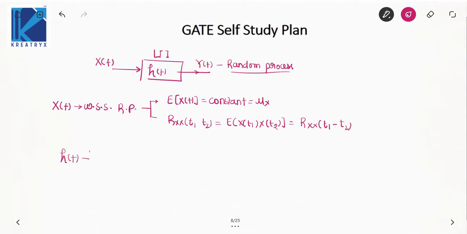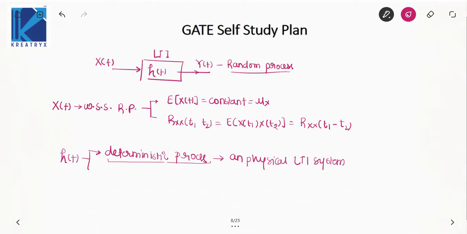Now what about h of t? H of t is the unit impulse response of an LTI system, and an LTI system will exist physically, so it cannot be a random process, rather it will be a deterministic process. Why is this? Because it is representing a physical LTI system, so it will be some combination of RC filter or some combination of components. So this will always represent a deterministic process.